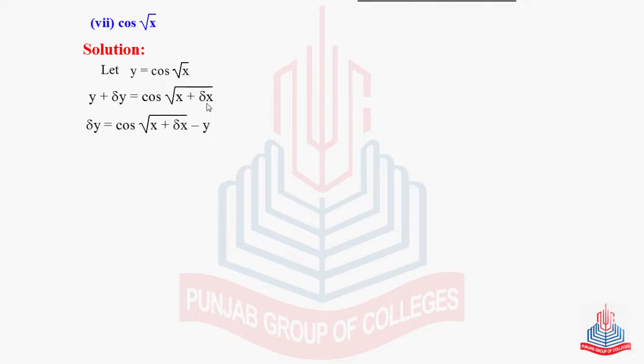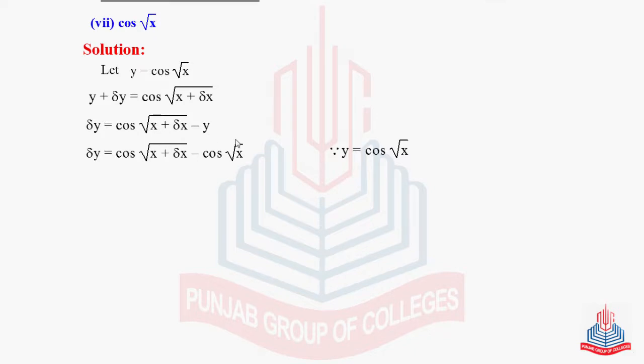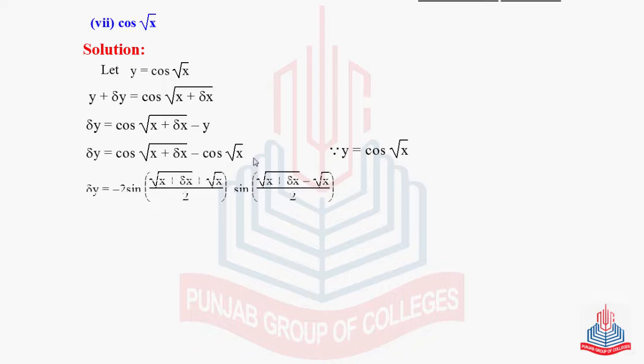Delta y is equal to cos square root of x plus delta x minus y, as y is equal to cos square root of x. So just putting the value of y, that will become cos square root of x plus delta x minus cos of square root x. Now simplifying this one, that will become cos alpha minus cos beta, as we already used this formula, that is minus 2 sine alpha plus beta by 2 into sine alpha minus beta by 2.